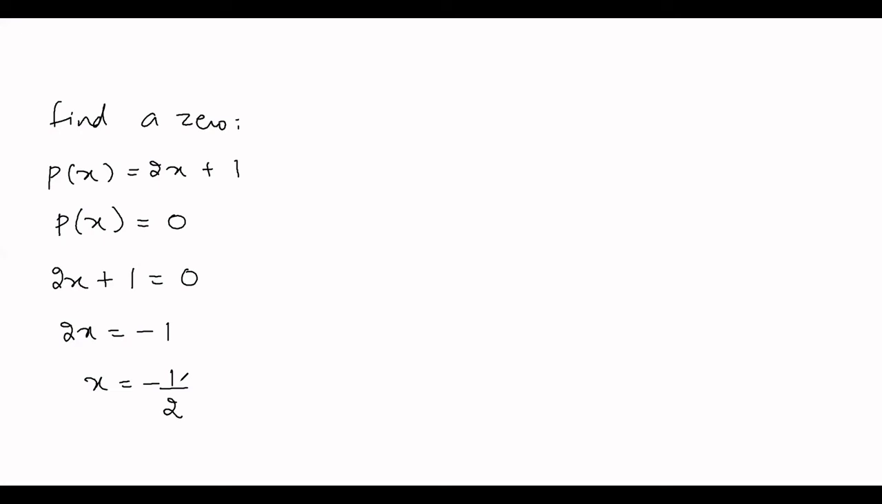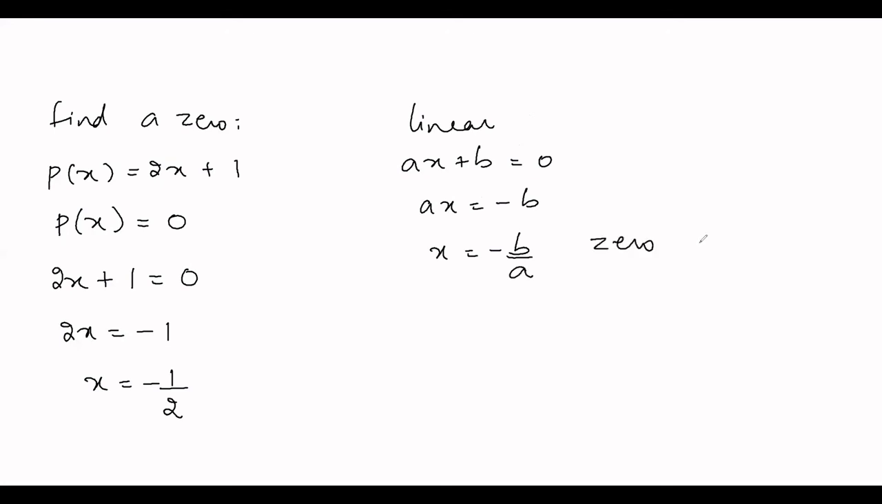Now that I've taken a linear polynomial here, let me consider the standard form of linear, which is ax plus b, and let me equate it to 0. So ax is equal to minus b, x is equal to minus b by a. This is called the 0 of the linear polynomial.